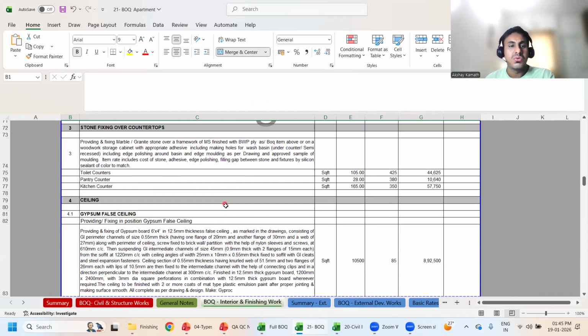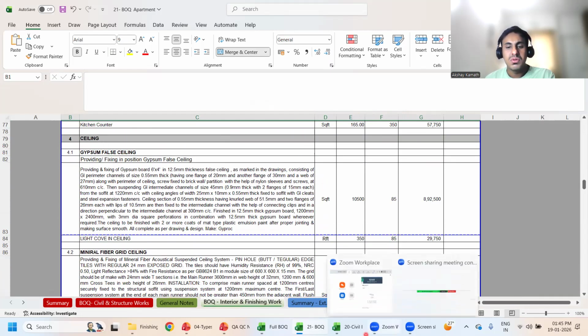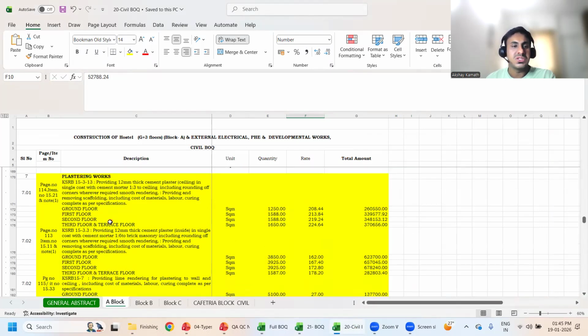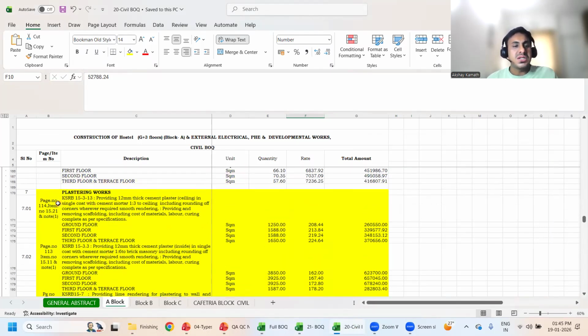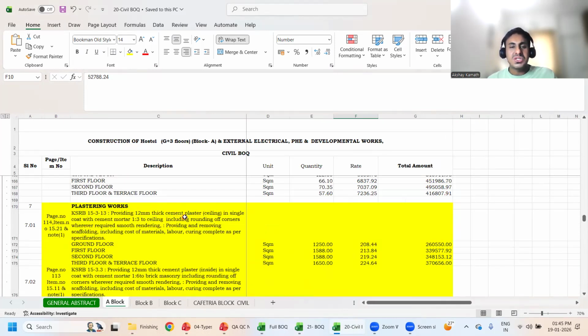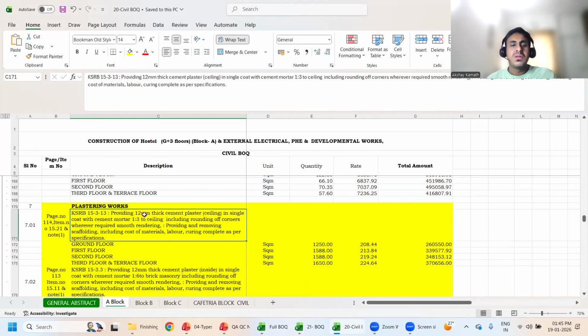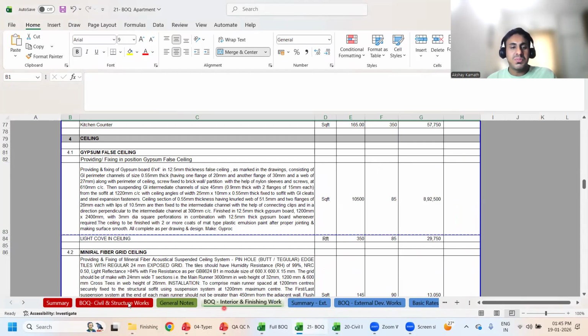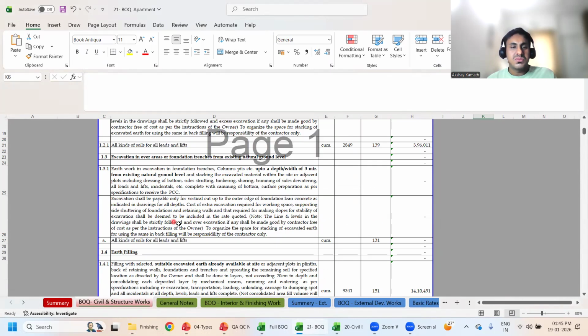I'll take you to one more BOQ. Yeah, we'll see this BOQ. So again, he has written here, providing 12 mm thick cement plaster for ceiling. For the ceiling, he has mentioned 12 mm. Generally, it is 10 to 12. So again, the ratio is 1 is to 3. That is fine. Here also it was 1 is to 3, as in the previous one.